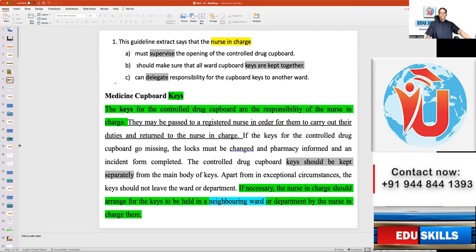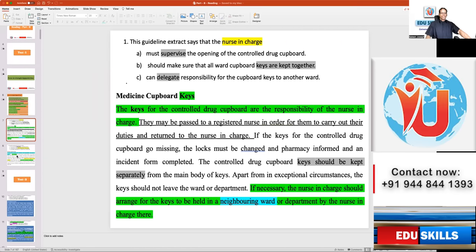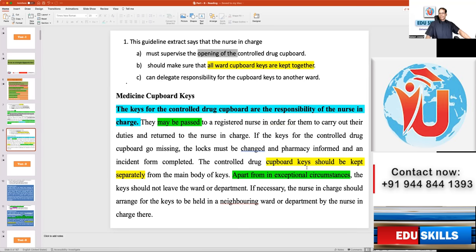Is that fine? Any doubts here? No, it's okay. Clear, Father. Maybe passed, apart from the exception. Apart from in exceptional circumstances, the key should not leave the ward or department. There is also another clue. Apart from in exceptional circumstances means in exceptional circumstances the keys can leave the ward or department. So that is being explained: if necessary, the nurse. This sentence is explained in the last sentence. So I'm giving you a few more clues.